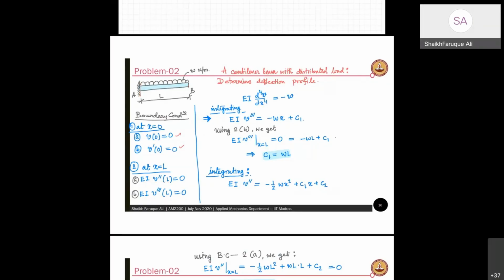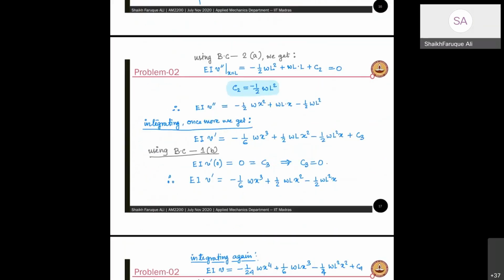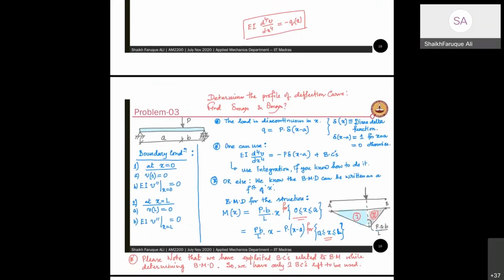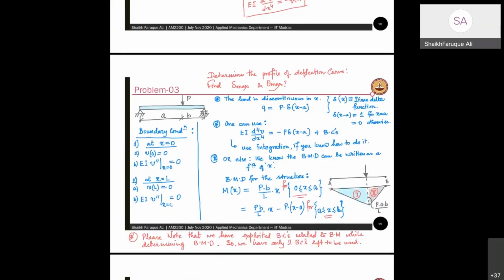Okay. Now let me ask you a question. How are you going to solve a problem like this? Remember that we had Q as distributed load. Now you don't have a distributed load, you have a point load. How are you going to solve? Are we not going to solve? Well, there are other methods to solve, but we can use this method also. How are you going to use this method? We have to convert our P load to a distributed load.